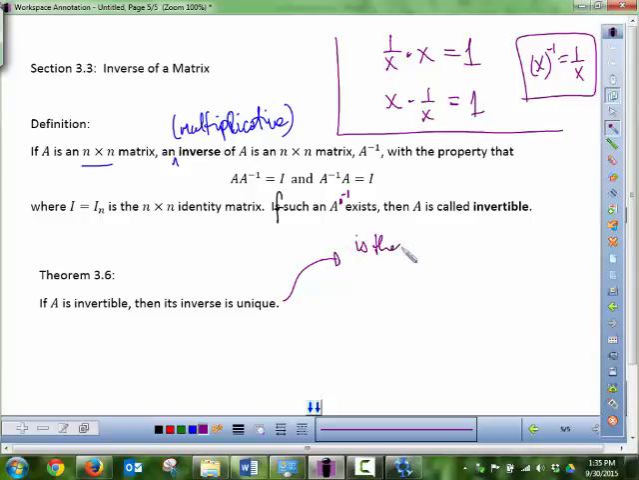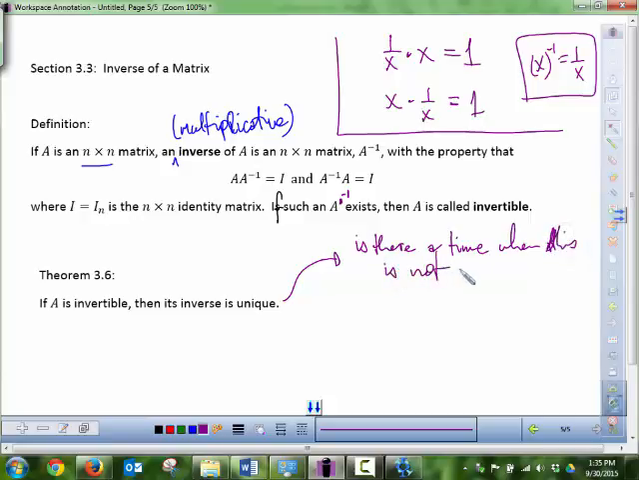Is there a time when this is not true? I don't know. Yeah. Okay, maybe I should erase that.